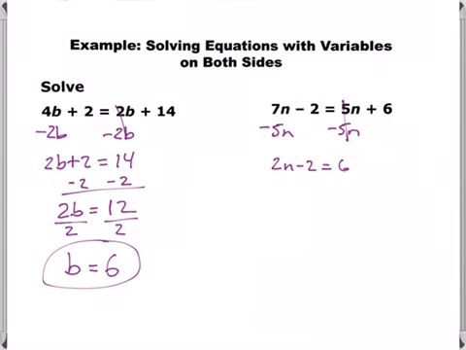Now I'm going to add 2 to both sides of the equation. And I'm left with 2n equals 8. The last thing I need to do is undo the 2 with the n. And in order to do that, I'm going to divide by 2. And you get n to equal 4.